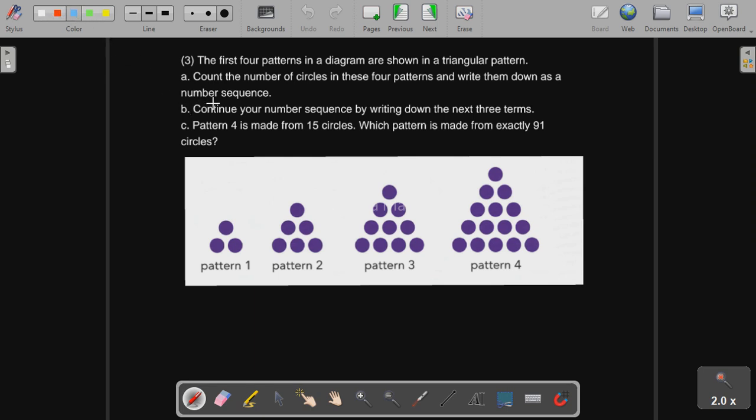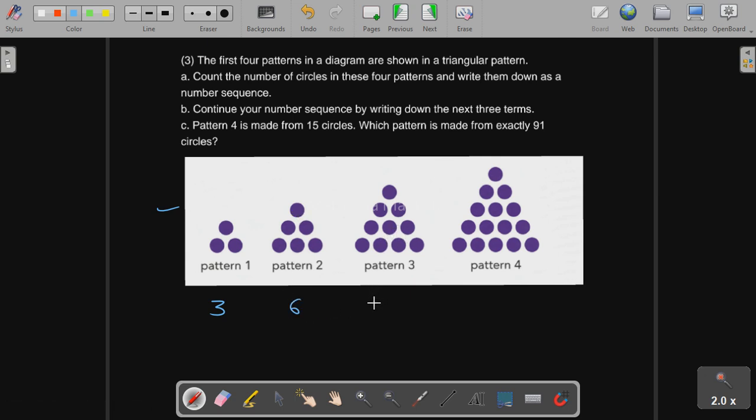What is question number 3? The first 4 patterns in the diagram are shown in a triangular pattern. Count the number of circles in these 4 patterns and write them down as a number sequence. So how many circles in pattern 1? You can count 3, and 3, 2 is 5, and 1 is 6.